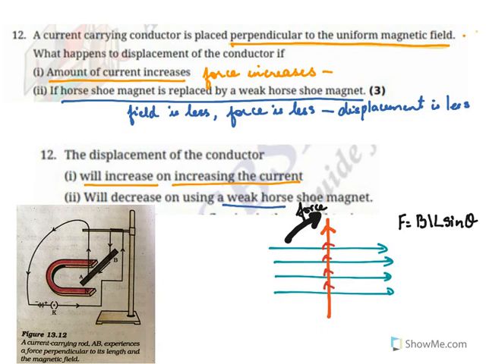Here I have drawn this diagram to recollect. Here we have a horseshoe magnet, and there is a magnetic field moving from north to south, and this is a current carrying conductor placed in the magnetic field. It will experience a force. So repeat again, a current carrying conductor placed in a magnetic field experiences a force.